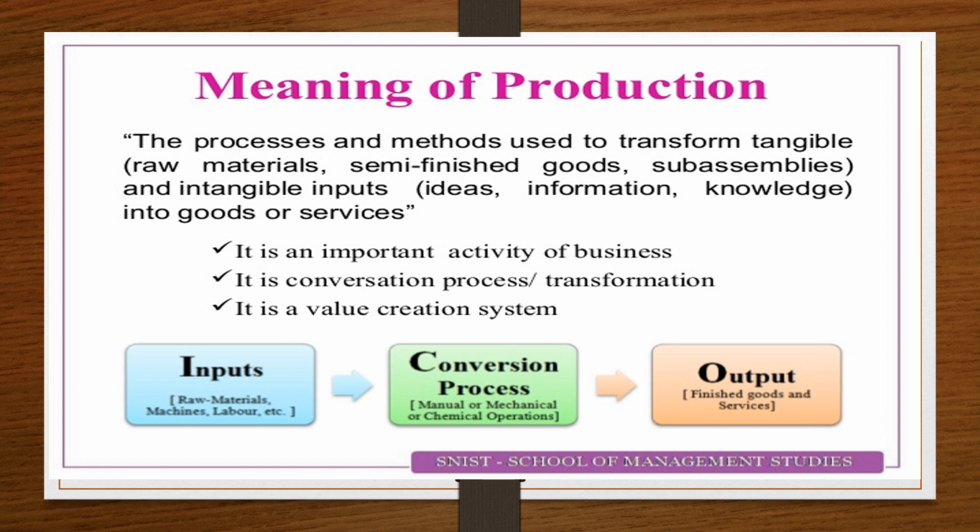So, we try to finish it off with this: the processes and the methods used to transform. Tangible inputs, that means raw materials, semi-finished goods, sub-assemblies, and intangible inputs. Intangible inputs, that means it may be ideas, it may be information, it may be the knowledge base that we may be using to convert some particular raw thing into some kind of service.